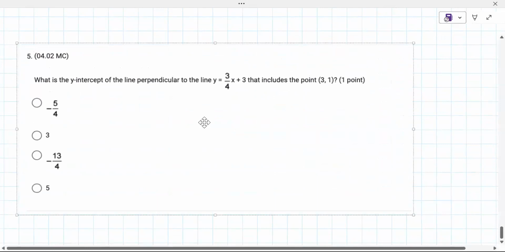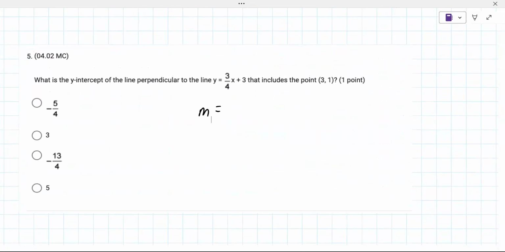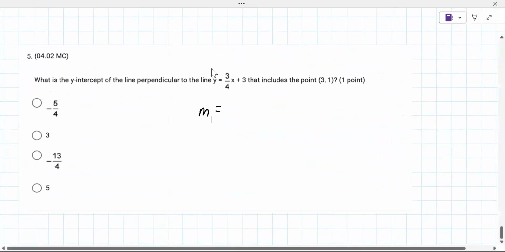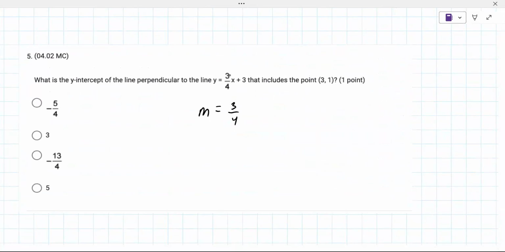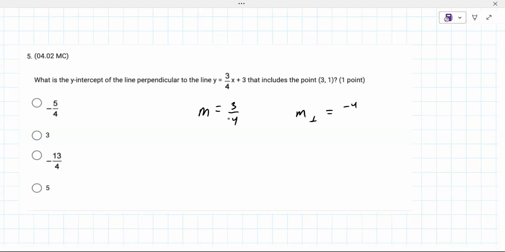Okay, so the first thing is you got to figure out what is the slope of this given line. The slope is 3/4. Okay, now what is the perpendicular slope? So that's the opposite reciprocal. So the opposite reciprocal would be -4/3. Okay, good. Now, that's not what it's asking for. It could be, but it isn't in this case.